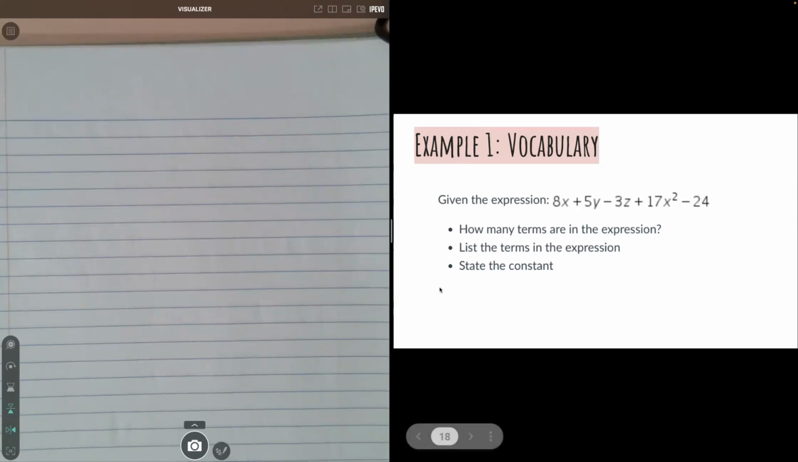So the constants here are the numbers that stand on their own. They're usually at the end of expressions. And over here, that means we have negative 24 as the constant.